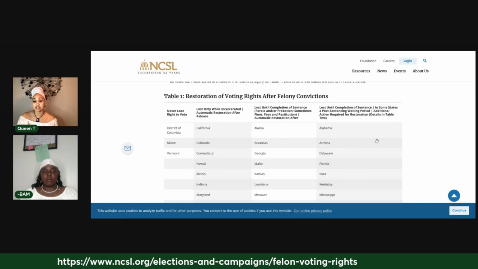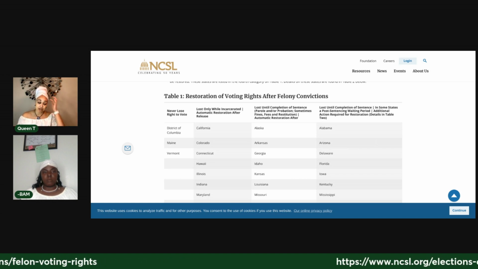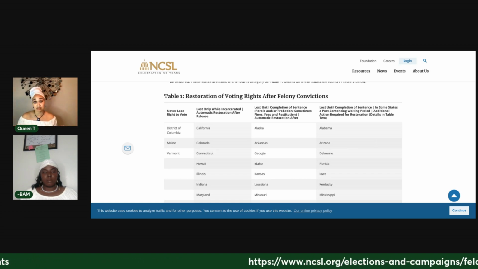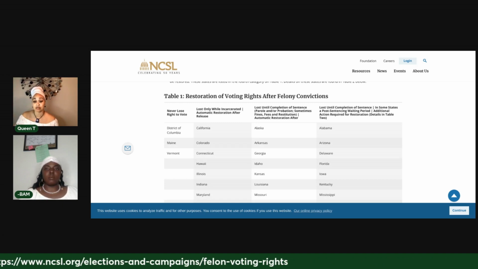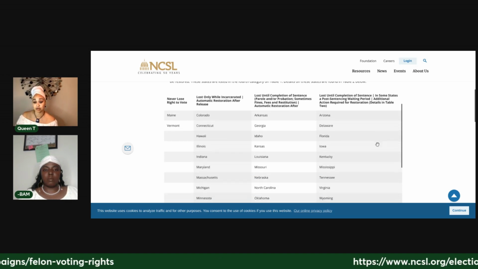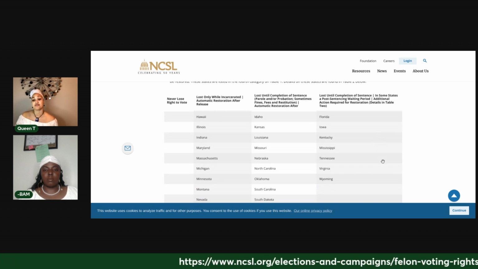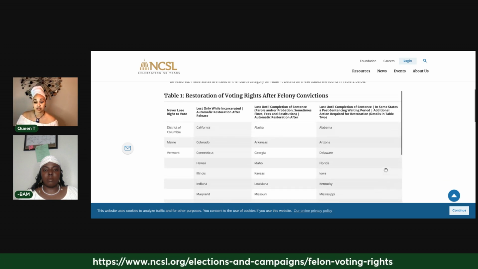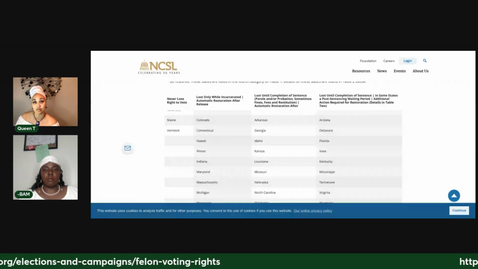Now, these states are the ones where you need to see what is required for you to be able to vote. It may not be a definite no. In some cases it might be, but you just need to go through and check to see what is available to you based on the crime that you committed and where you were. So Alabama, Arizona, Delaware, Florida, of course, Iowa, Kentucky, Mississippi, Tennessee, Virginia, and Wyoming. Now, there are some similarities in where these states are located and what they allow.